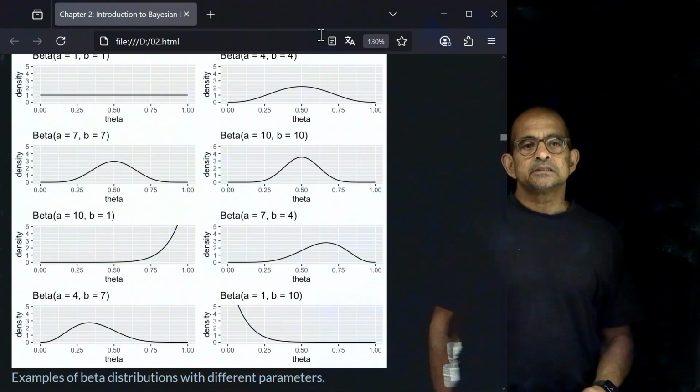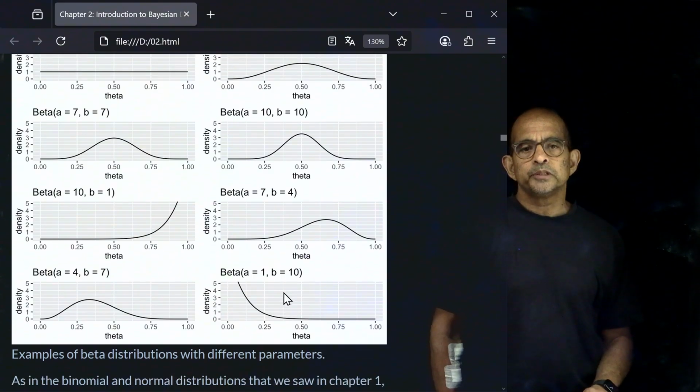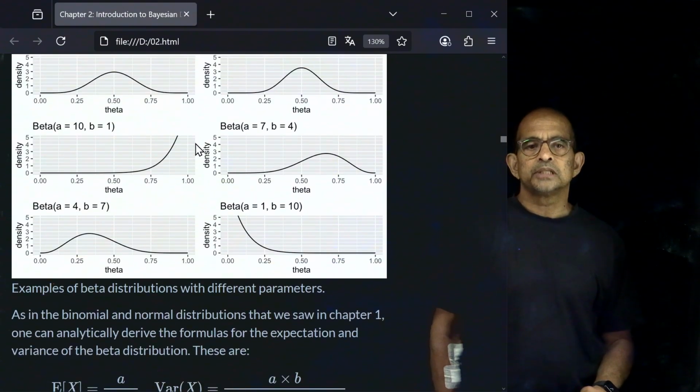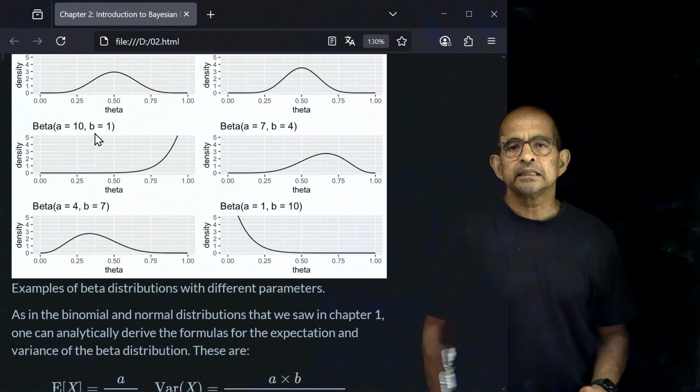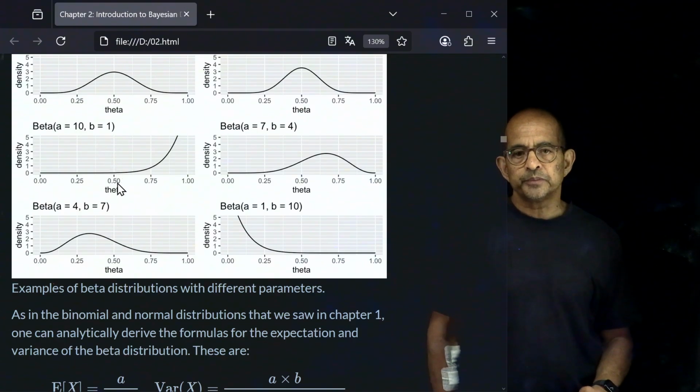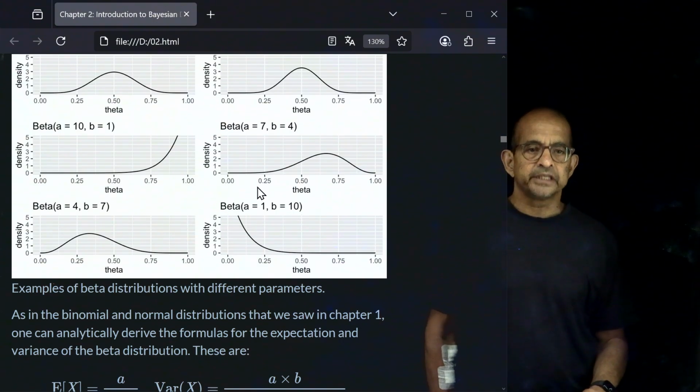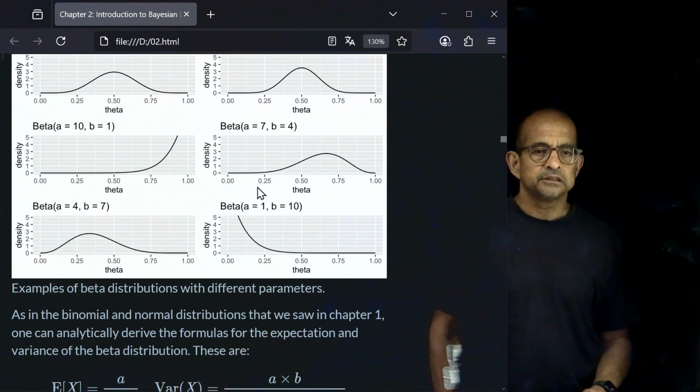Right, and so these are symmetric distributions I showed you, but they could be non-symmetric as well, right? So if you had 10 for A and 1 for B, this would skew the distribution towards the right. You could skew it towards the left by flipping the numbers here. So you can see different possible variations on the beta distribution here.